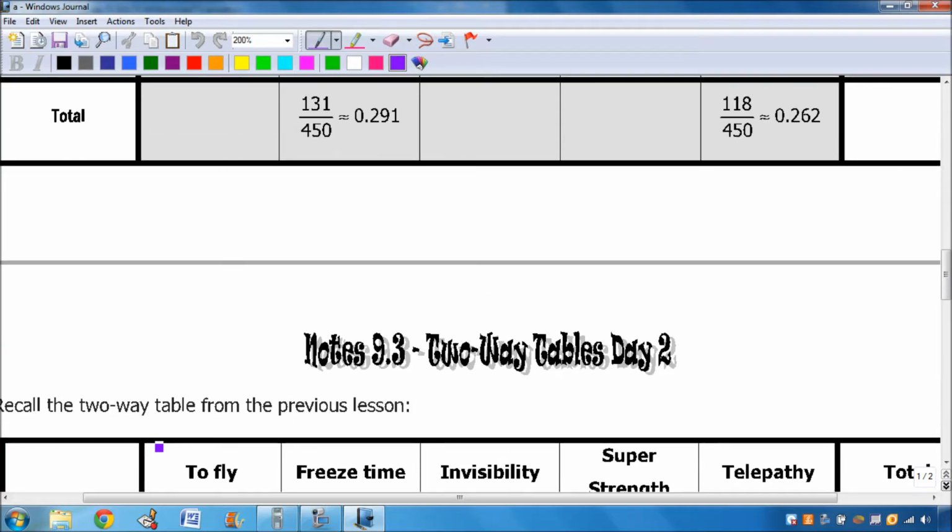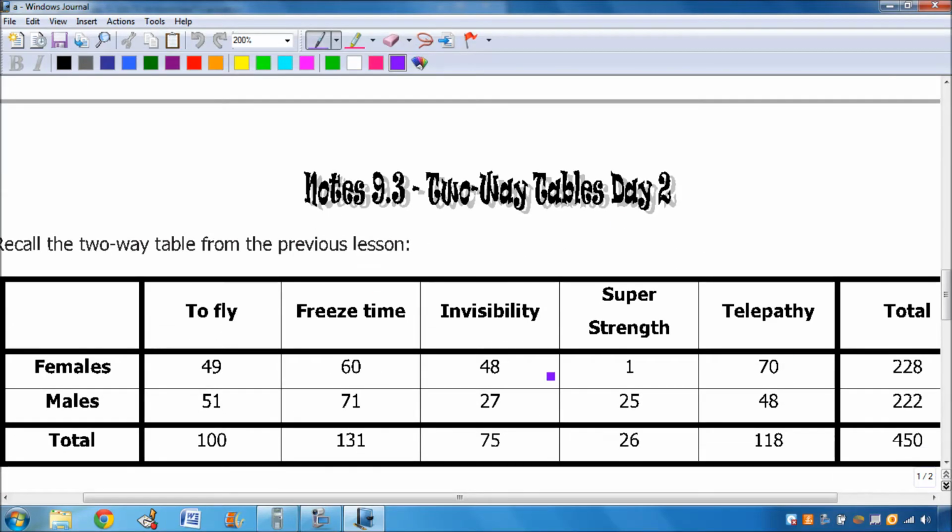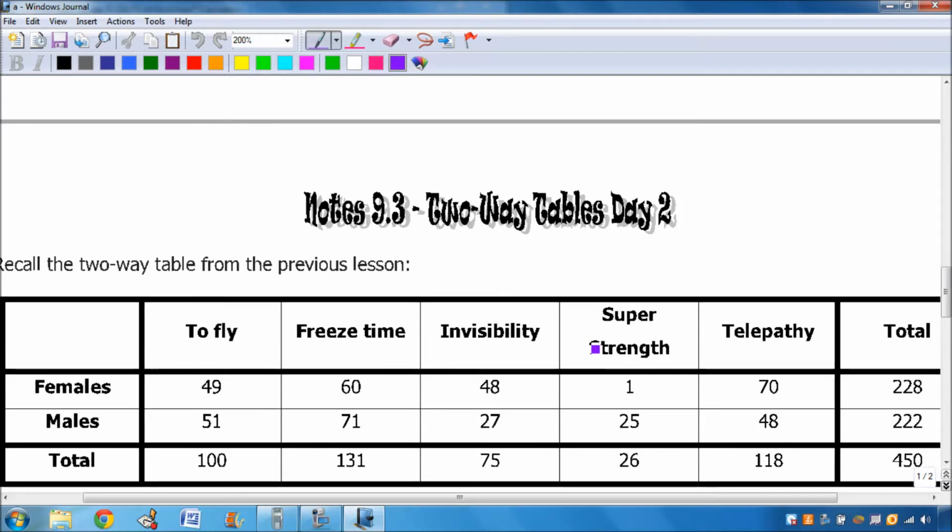So if you take a look at this chart right here, this is what we got in question number 1 on page 4 of your notes, on the previous page of your notes. So we already gathered this information. Now here's the thing that we want to do.